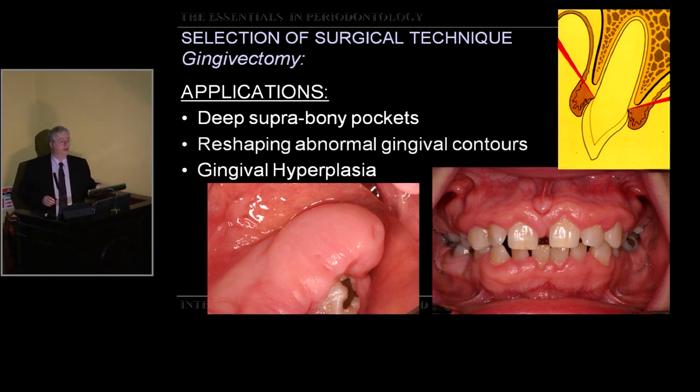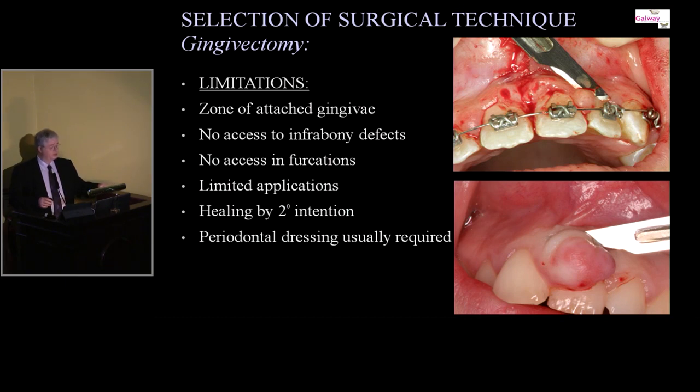In terms of our gingivectomy, these are questions you could be asked in the exam. What are the applications of a gingivectomy? It has an application in deep suprabony pockets, reshaping abnormal gingival contours, and in gingival enlargement. There are limitations though. We may have a limit to the zone of attached tissue, and we want to try and preserve that. Now, nobody's going to die because of a lack of attached gingiva, but it's an awful lot more comfortable for the patient to carry out maintenance if they have a zone of keratinized tissue.